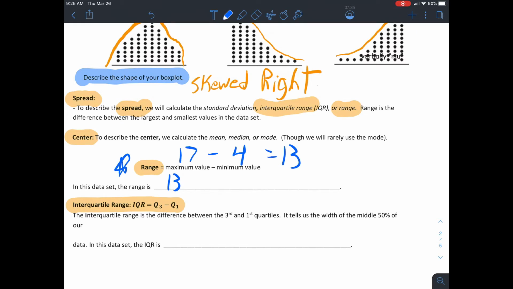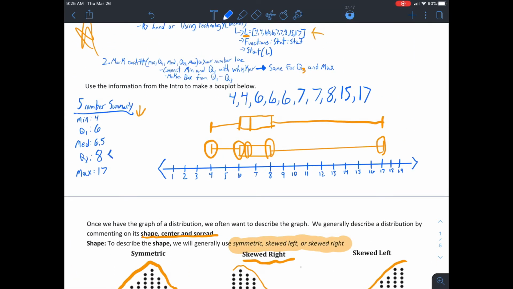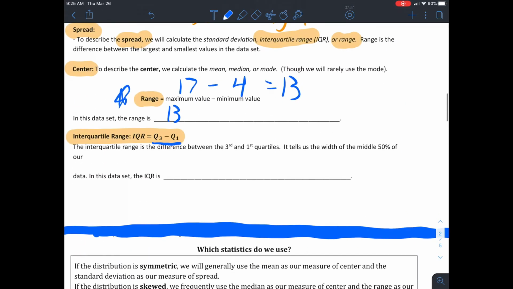Next, we have the interquartile range. We also use that to describe spread. The interquartile range is Q3 minus Q1. In this data set, our Q3 is 8 and our Q1 is 6. So the IQR for our data set equals 8 minus 6, so our interquartile range is 2.